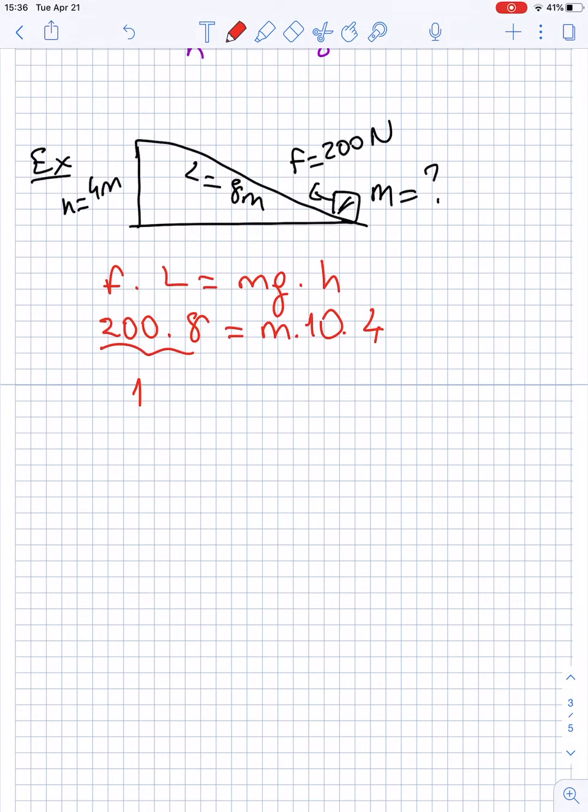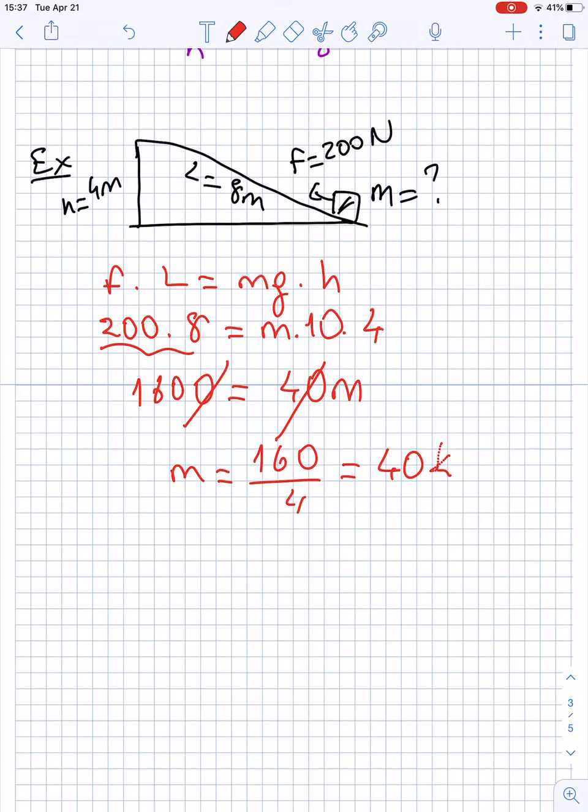And here after calculating, it is 1600, and it is 40 m, and 10 and 10 simplified, and the mass of the object is 160 over 4, and my result is 40 kilograms. And if I ask to find the mechanical advantage for the inclined plane, length of the inclined plane over height of the inclined plane. Length is 8 meters, height is 4 meters, and my result is 2.